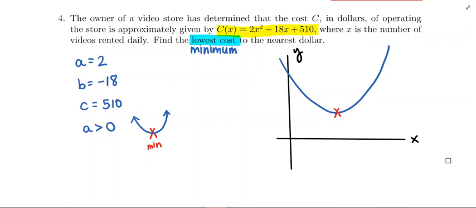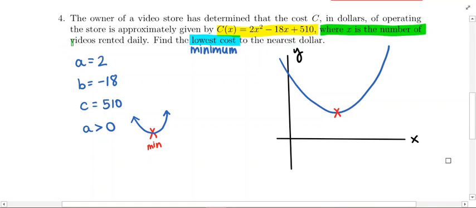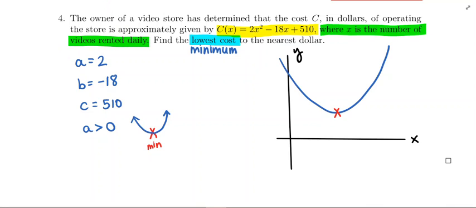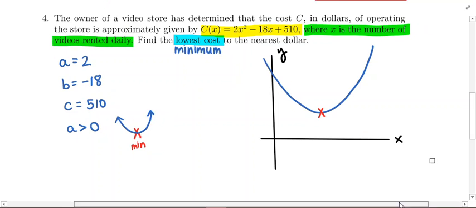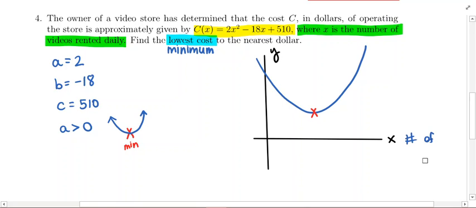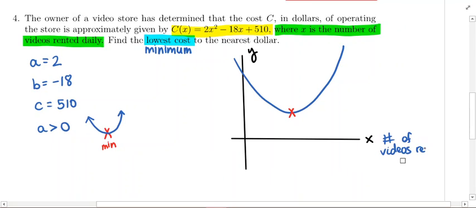So if you look at the function, there's the variable x. You plug in an x value, and that's going to give you an output, the y value. So again, let's talk about what these things represent. If you read through the question, we need to figure out what x represents. So just scan through it, and here's where it talks about x. It says x is the number of videos rented daily. So let's jot that down. X is the number of videos rented daily.